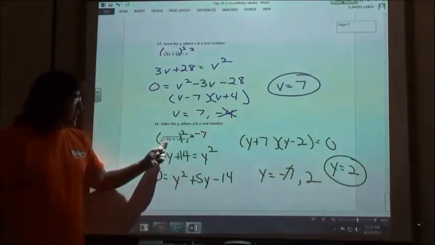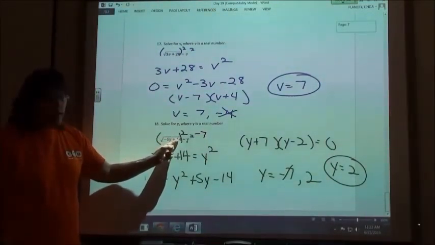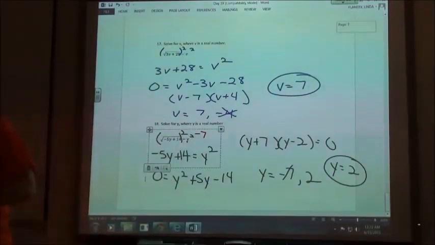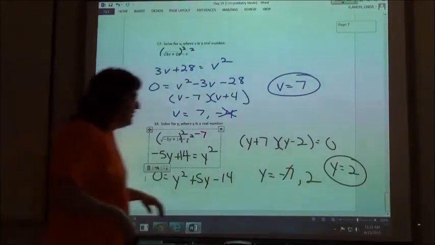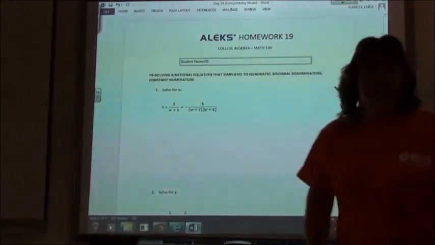Whereas the other one, if I check that, negative 5 times 2 is negative 10. Negative 10 plus 14 is 4. The square root of 4 is positive 2. Checks out. So, every time you plug the negative in, it's not going to check. The positive one should. But it's not that it's not good practice to check.